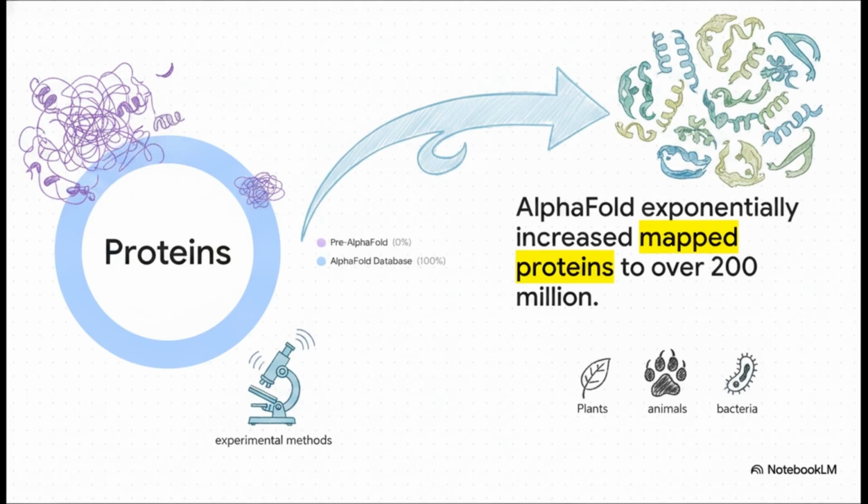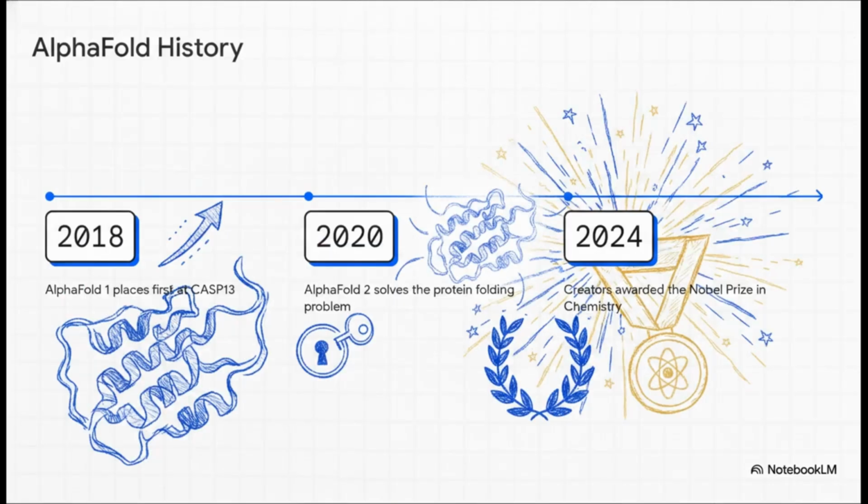Before AlphaFold, 60 years of experimental methods had mapped roughly 17,000 protein structures. By applying this AI pipeline, the AlphaFold protein structure database has now mapped over 200 million structures. To put that into perspective, that is nearly every single cataloged protein known to science, across plants, animals, bacteria, and it's all available for free. The speed of this historic breakthrough is honestly staggering.